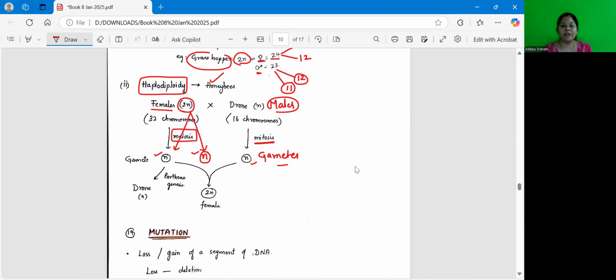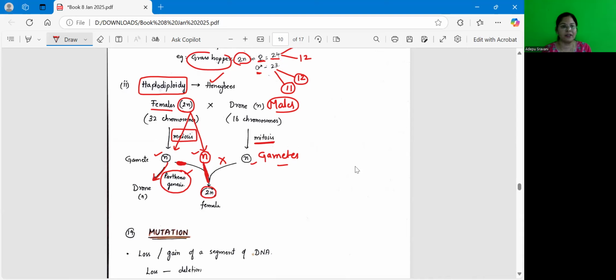Now what happens? Out of these two sets of gametes from the females, this set of gametes is crossing with the gametes of the male. As a result, we are again getting the diploid, and the remaining set of the gametes, which is haploid, will simply undergo parthenogenesis. This point is very important. It will undergo parthenogenesis to form the males.